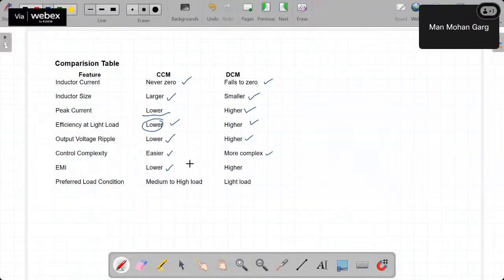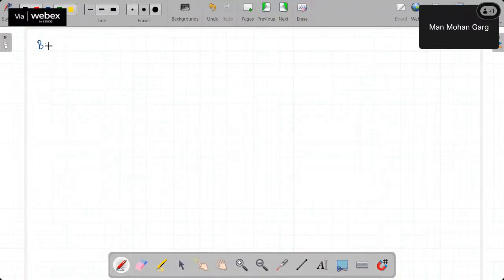Now let us do the analysis of the very first converter, which is the buck converter. So let us draw the circuit diagram.